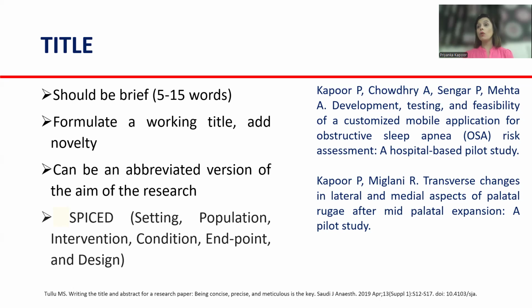And then maybe, when the results come, you find something novel, something more interesting, so that has to be included in the title. So you should always formulate or finalize the title at the last. First of all, formulate just a working title, and then if you find any novelty, any new finding, any observation, you should include it in the final title. It can be an abbreviated form of your research question or your aim.